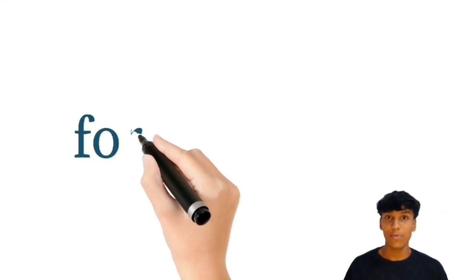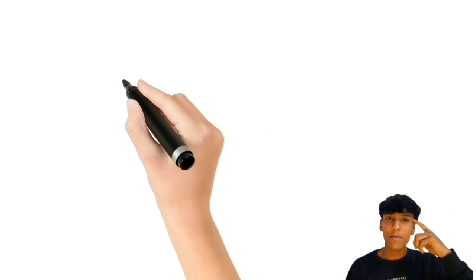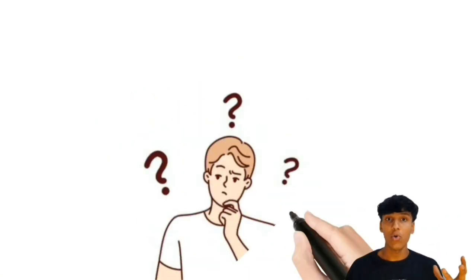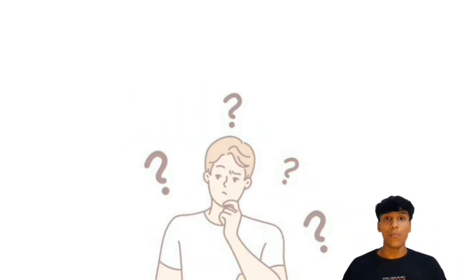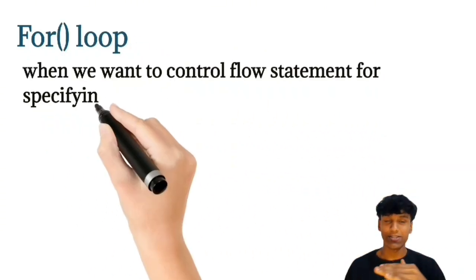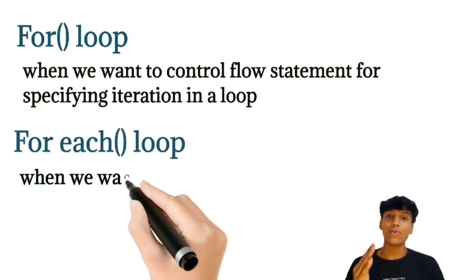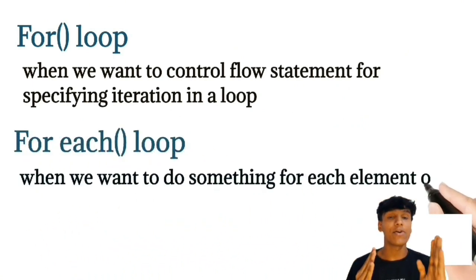Hello guys, myself Vaibhav Shetty, and today we are going to learn about the foreach loop. You might be wondering what the difference is between a for loop and a foreach loop. Basically, a for loop is used when we want to control flow for a specific number of iterations, and a foreach loop is used when we want to do something with each and every element of an array.